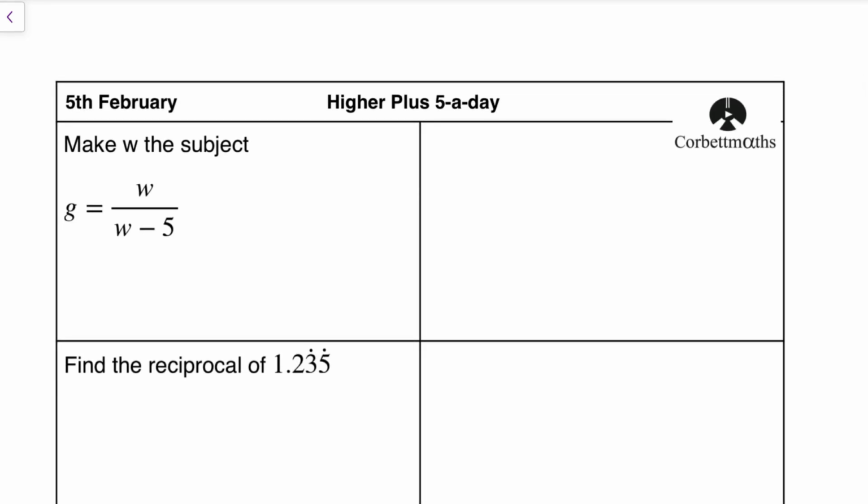So we've got to make W the subject. And as with yesterday, if you watch yesterday's video, the W appears twice. So I'm going to follow exactly the same thing I did yesterday, so you can see there's a little bit of similar methods each time. I'm going to multiply both sides through by the denominator, which is W minus 5. And that's going to give me GW minus 5G is equal to W.